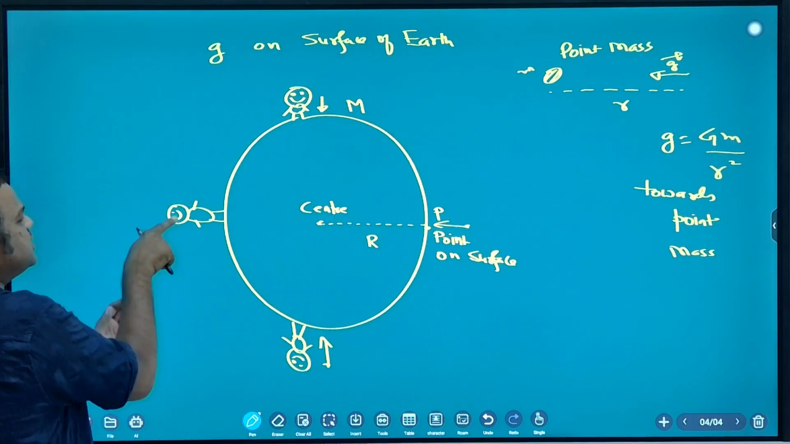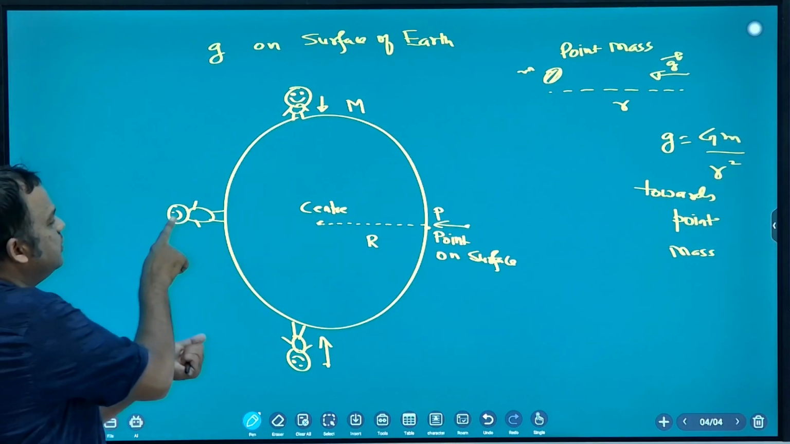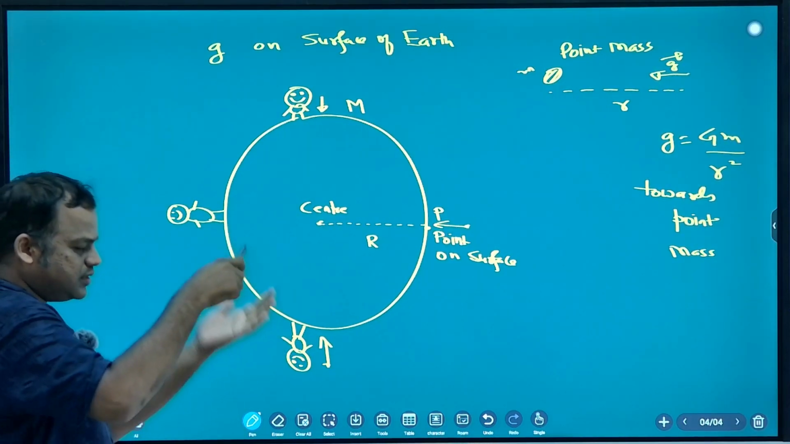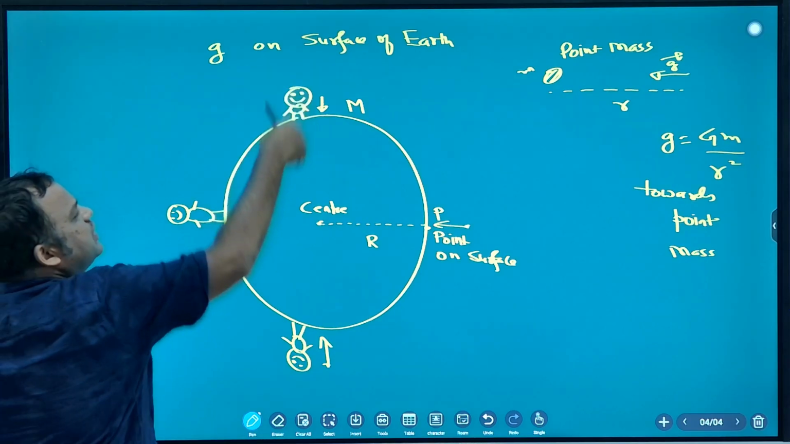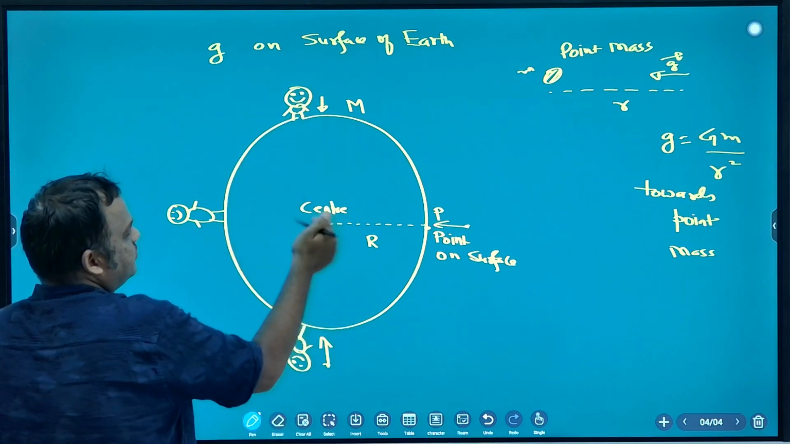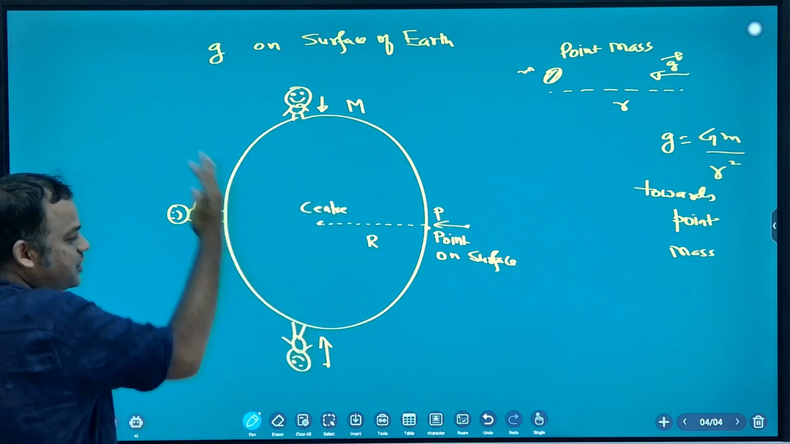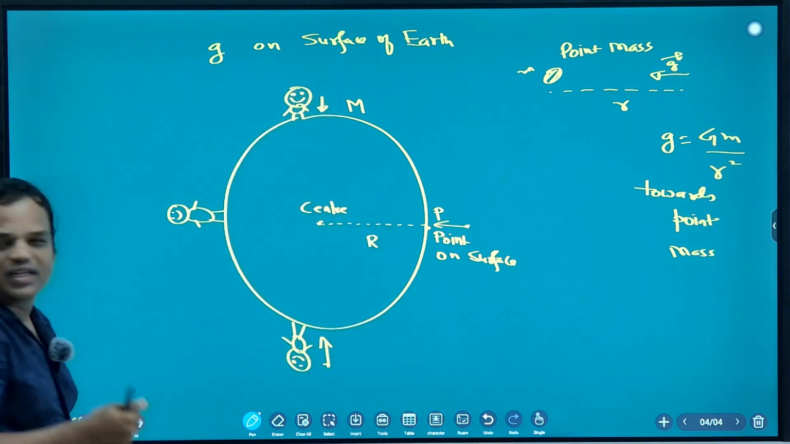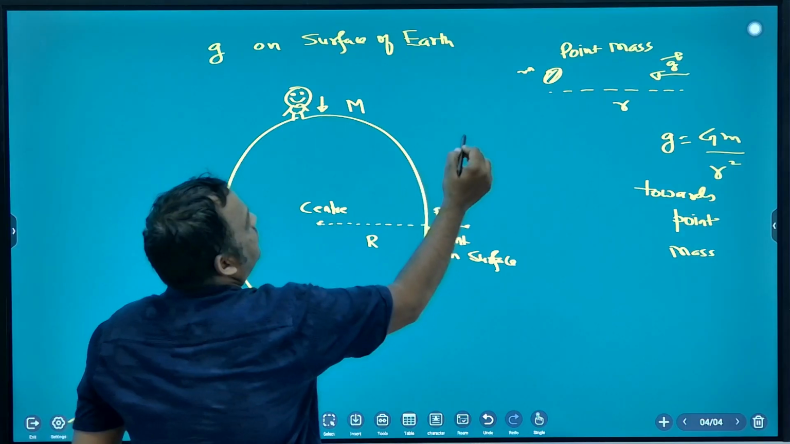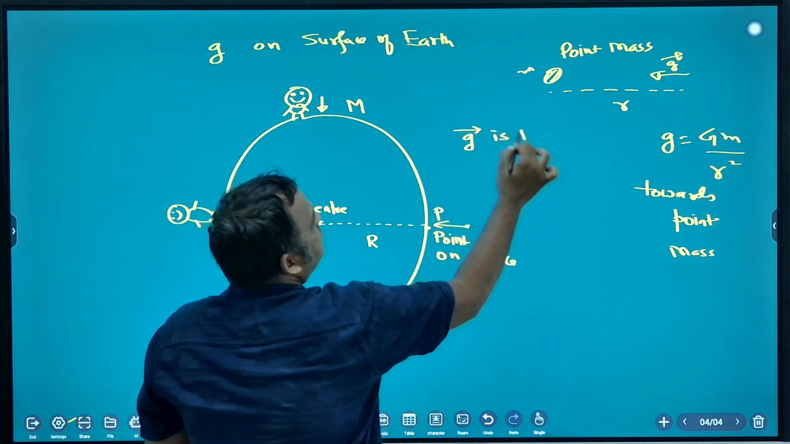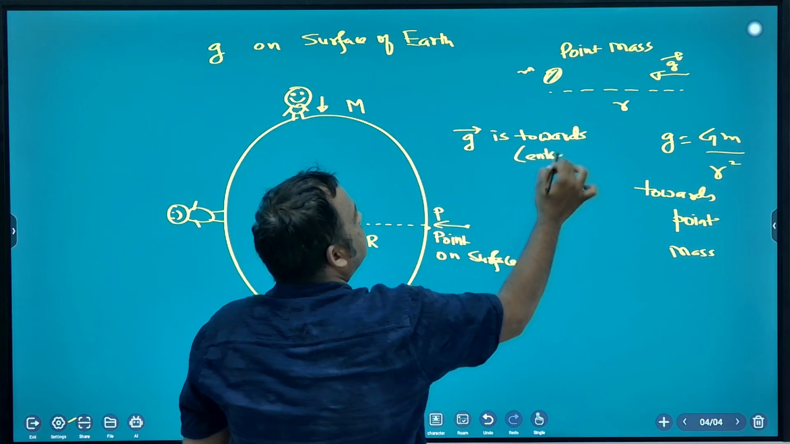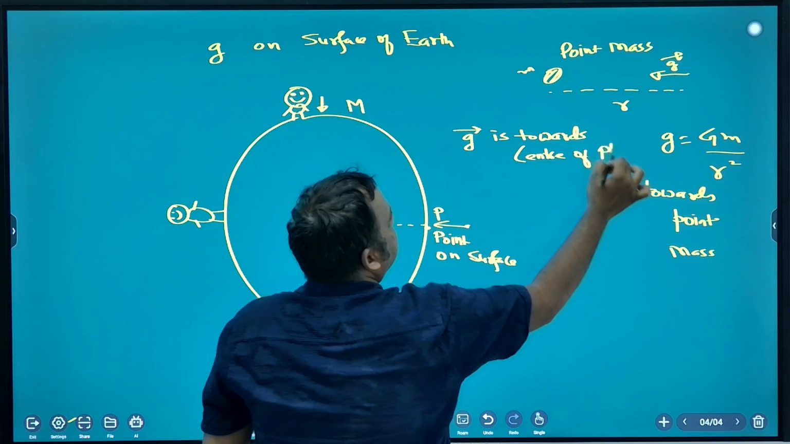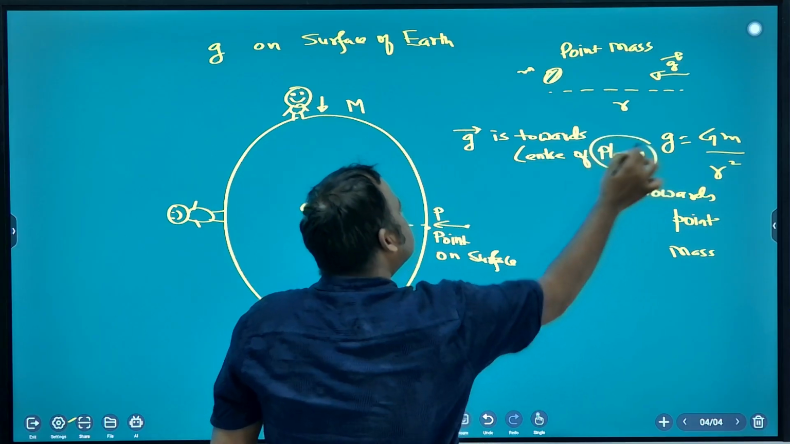So if this person drops this pen, it will fall like this, like this. This is the equator. It is falling downward, correct? So gravity is always downward, meaning towards the center of the Earth. Earth is round, correct? Okay, so note down: the g vector is towards the center of the planet, and planets are spherical.